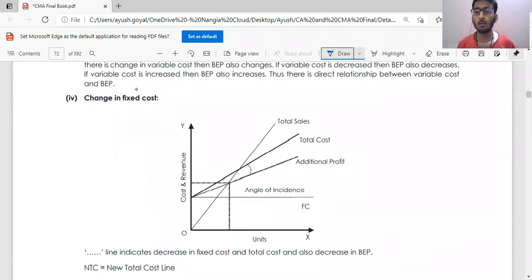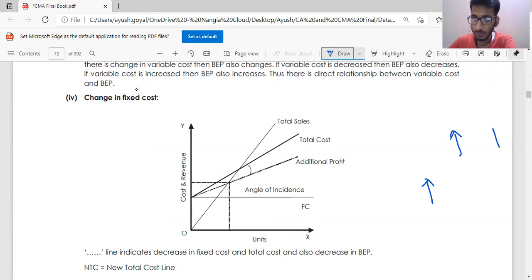What would be the impact of a change in fixed cost? Suppose the fixed cost increases. Now the break even point would also increase, because we need to sell more to cover my fixed cost.